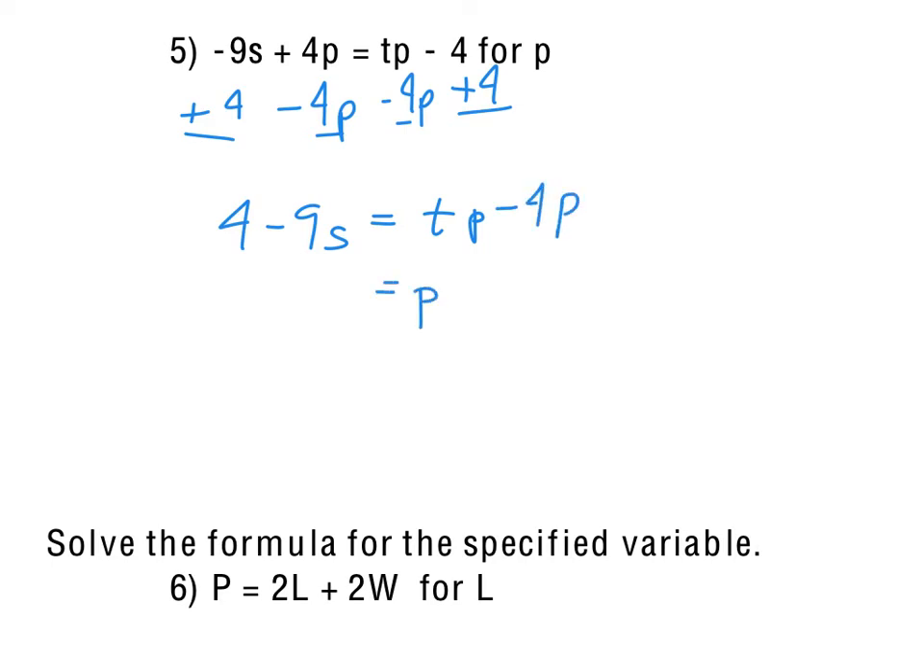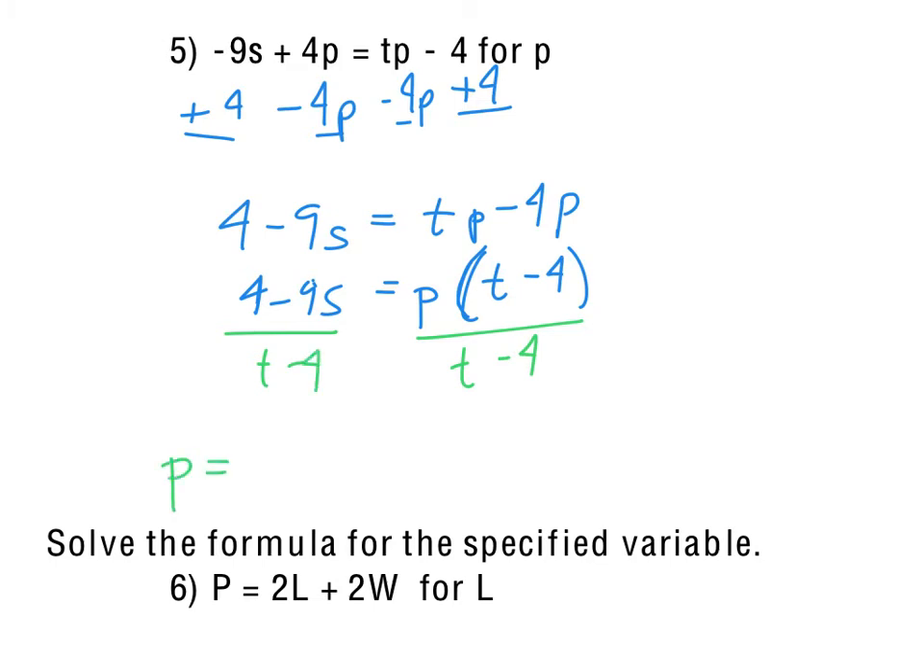Again, I can factor a p out. I get t minus 4. And then the 4 minus 9s. Pardon my handwriting here. Again, on the right side, the p is being multiplied by t minus 4. So we divide both sides by t minus 4. And so then we really get p equals 4 minus 9s over t minus 4, like that.